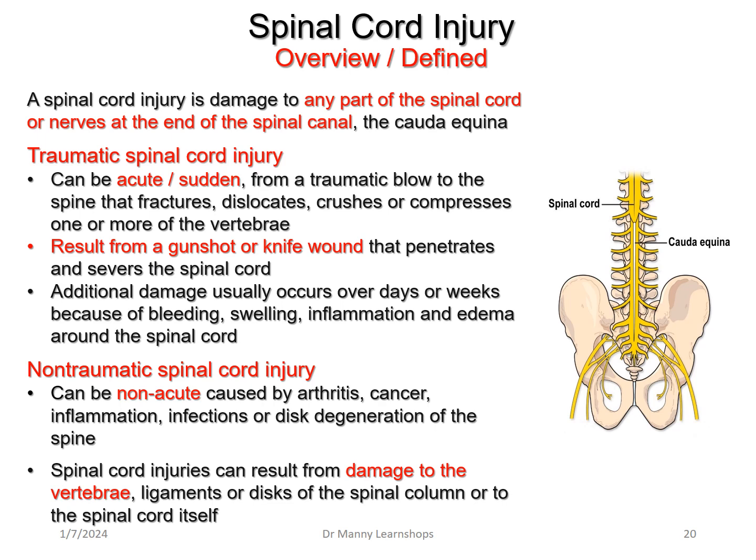There are other causes of non-traumatic spinal cord injury, such as non-acute conditions such as arthritis, whether it be rheumatoid or osteo. It can be related to any form of cancer, tumours, infections, inflammation, and even disc degeneration of the spinal cord. And when you get these injuries, they're essentially the result of damage to the vertebrae, which are the protective structures that surround the spinal cord. It can be as a result of damage to the ligaments or other discs in the spinal column, or actually to the spinal cord itself.